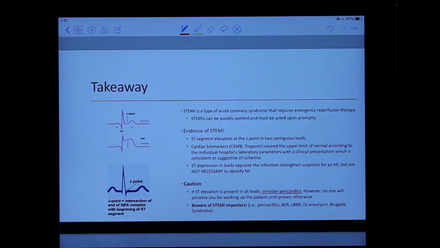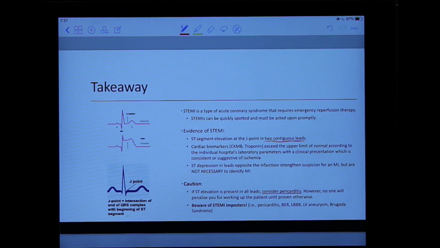So just some takeaways for STEMI. STEMI is a type of acute coronary syndrome that requires emergency reperfusion therapy. They can be quickly spotted and must be acted upon promptly. Evidence of a STEMI will include ST elevation at the J point in 2 contiguous leads. This is very important. You can also see CKMB and troponin exceeding the upper level of normal, as well as clinical presentation that is suggestive of ischemia. These things could include chest pain, diaphoresis, dyspnea, as well as a few other presentations.